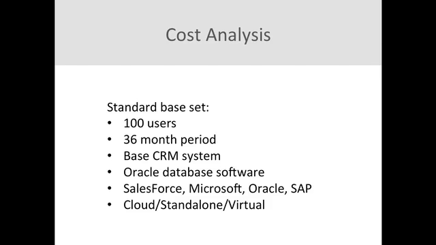Cost analysis. This is our third factor for consideration that our CIOs need to take into consideration. To do our cost analysis, we're basically going to look at the cost of three different types of systems: on-premise standalone, on-premise virtual, and cloud. And we've used four different vendors. We put in a set of standards for this of 100 users, a 36-month period, a subscription period or financing period for your on-premise systems and your cloud systems.